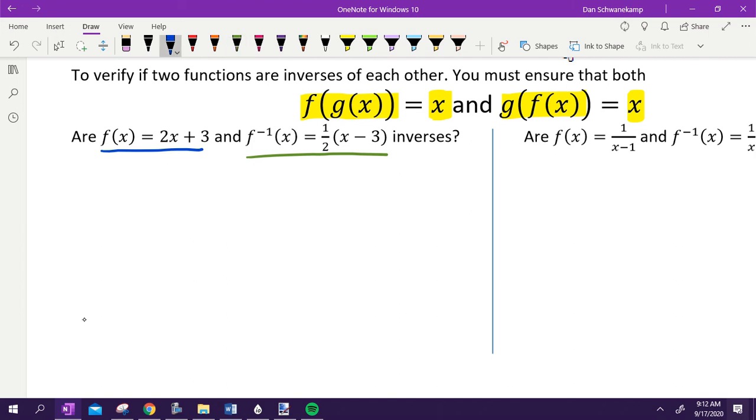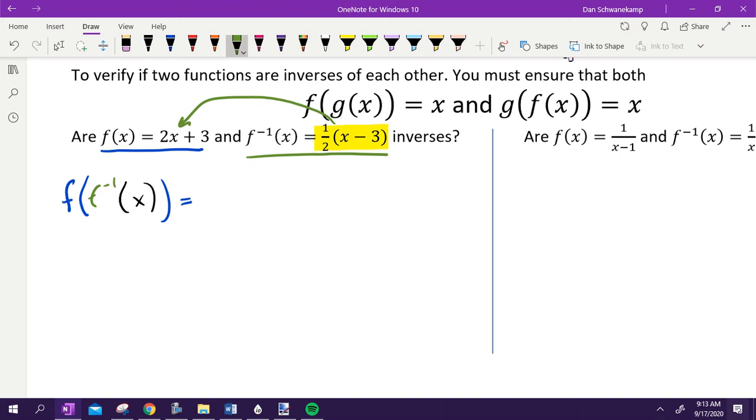And the way we're going to do that is we are going to find f of this inverse guy of x. And if I do this and I get just x in the end, then I know they're inverses. Okay, so let's do it. The inside function is this inverse. So I'm going to take this thing right here, and I am going to substitute it in to that guy right there. So on the outside, I'm getting 2 plus 3. On the inside, I'm plugging 1/2 x minus 3.